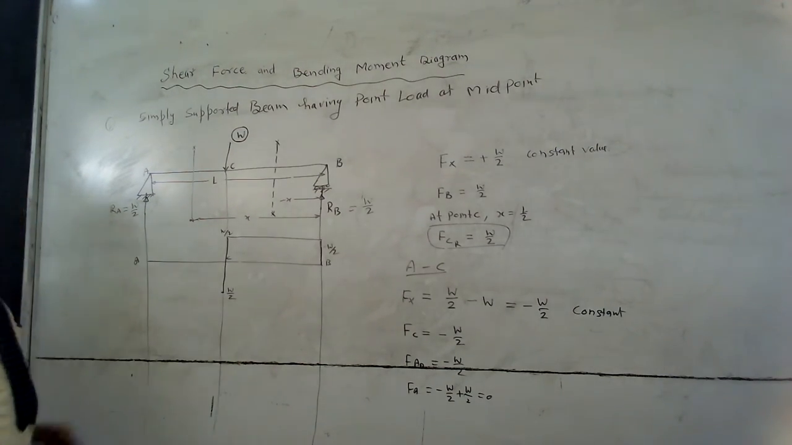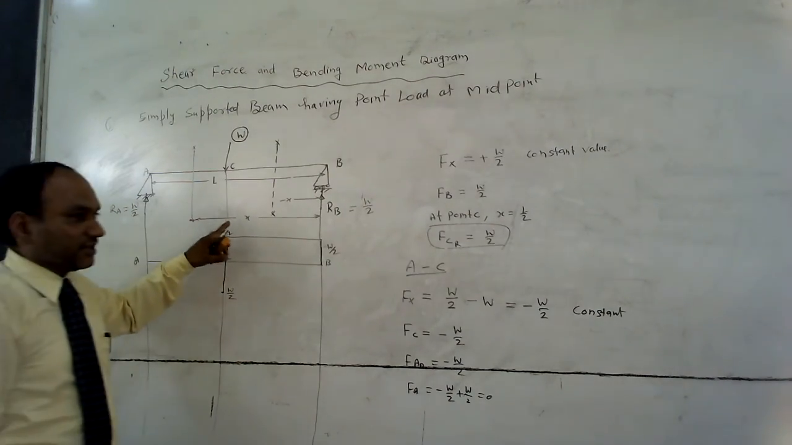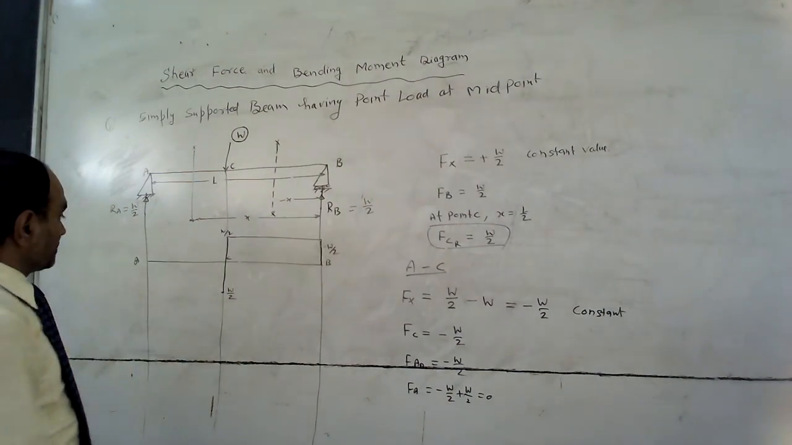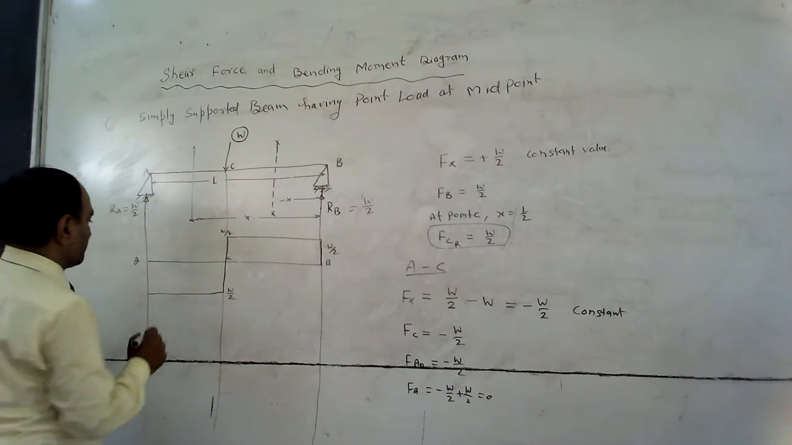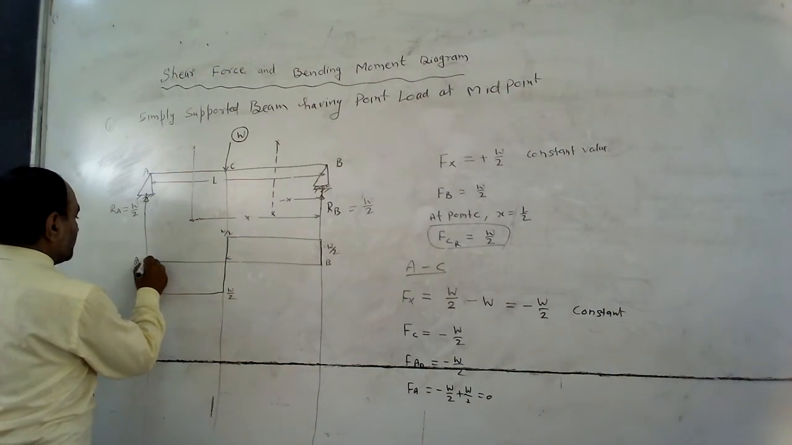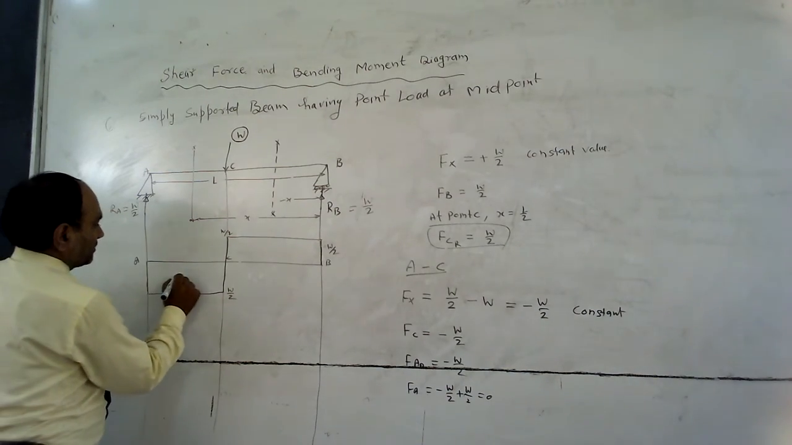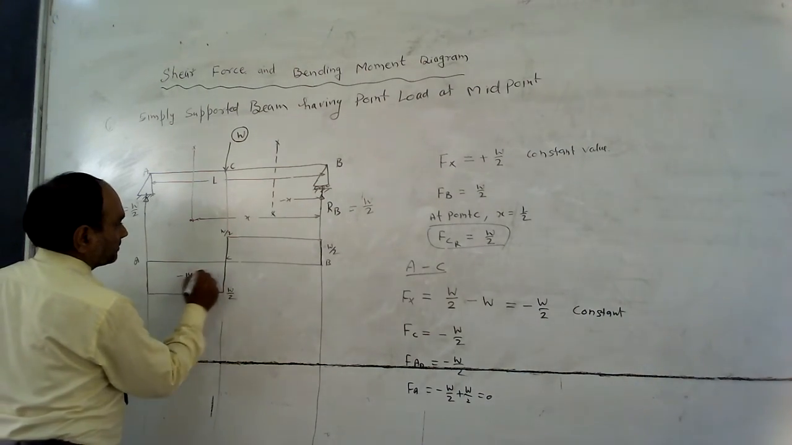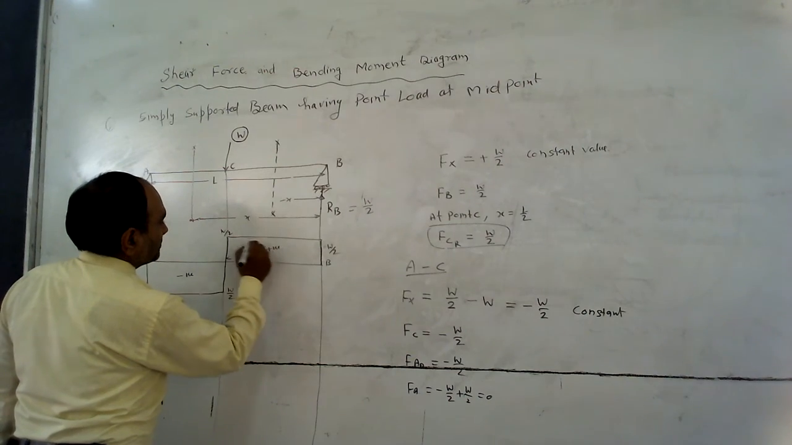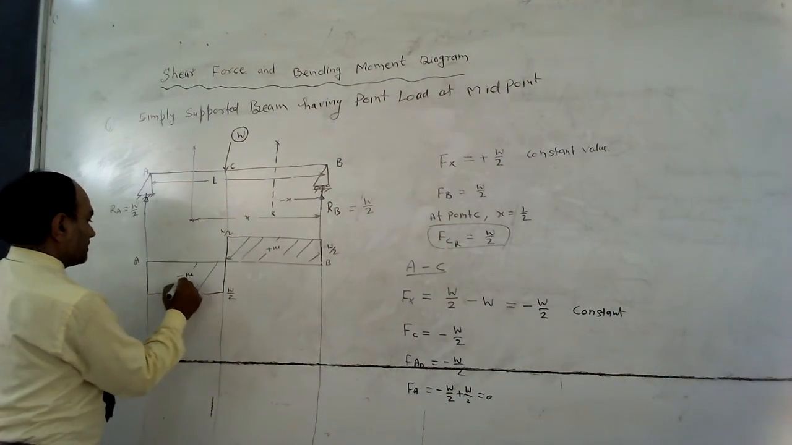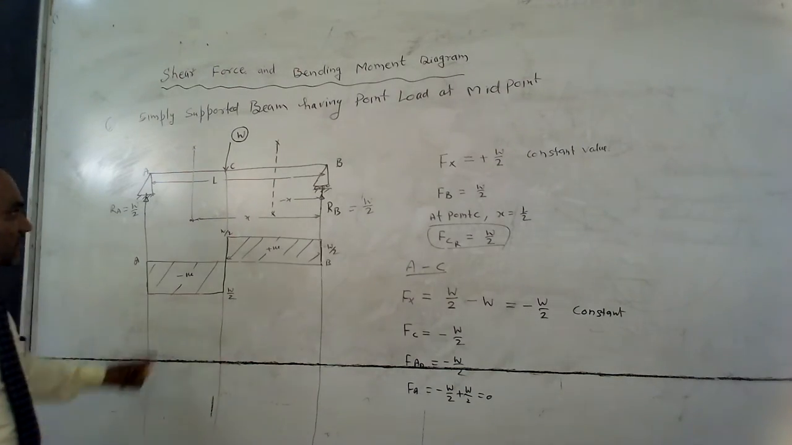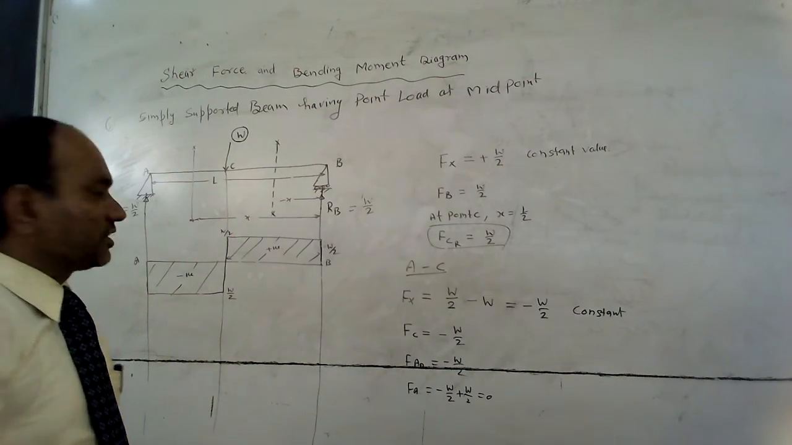Again, in between A and C, the shear force is constant, and the value of shear force is minus W by 2, and at point A it is 0. This is a negative shear force, this is a positive shear force. This is negative and this one is positive. In this way, we can draw the shear force diagram of a simply supported beam.